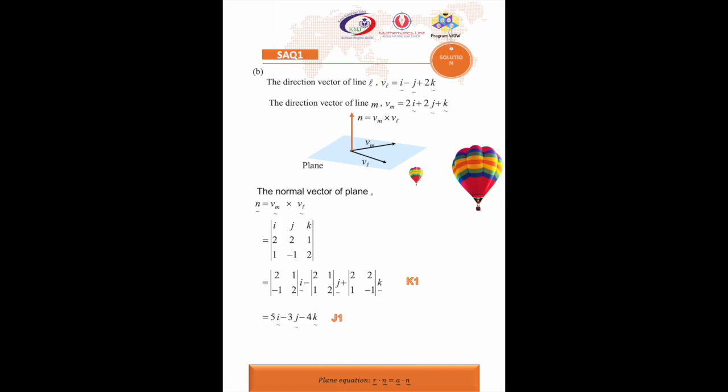Once you have that, you do 2 times 2 minus 1 minus 1. So you're going to have 5i, -3j, -4k. So this is for when you do VM cross VL. So if you do VL cross VM, you're going to get -5i, +3j, +4k. So either way is correct. So you're going to get 1 mark for that.